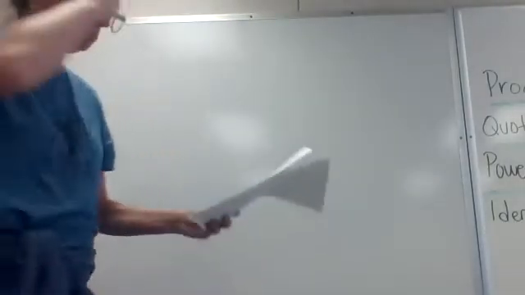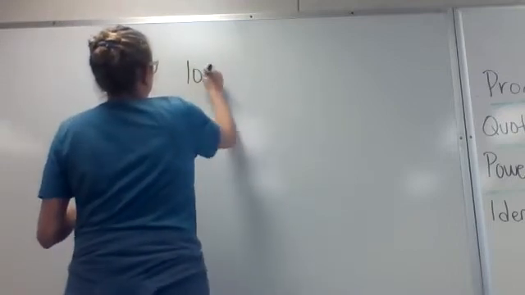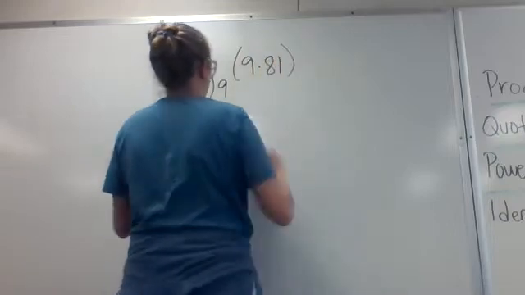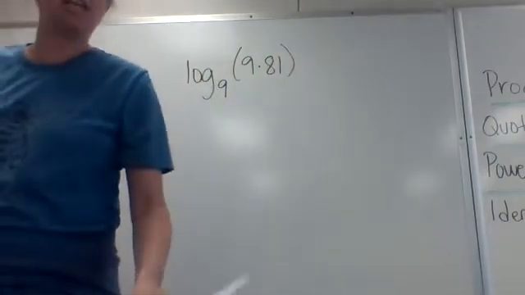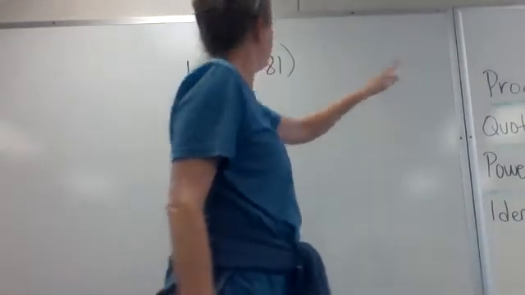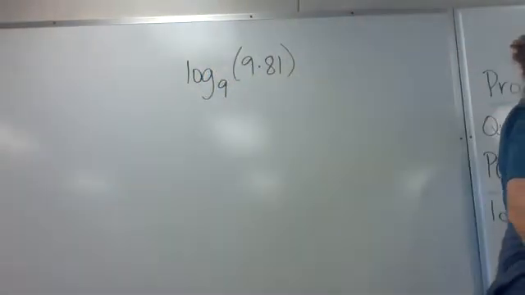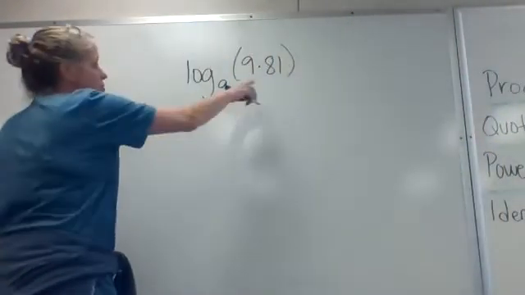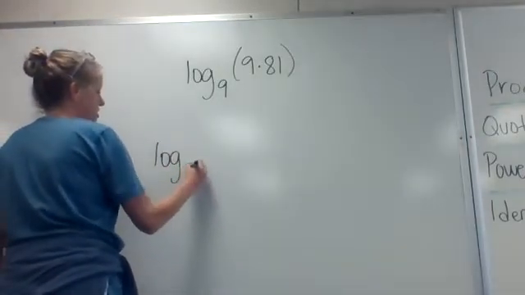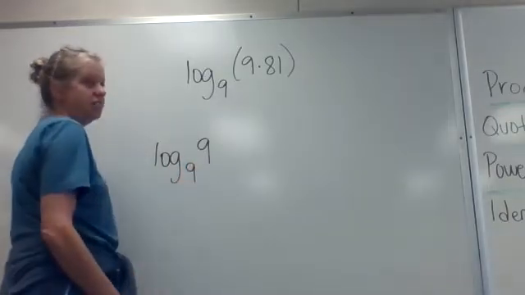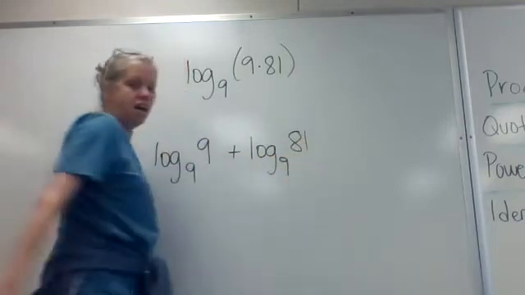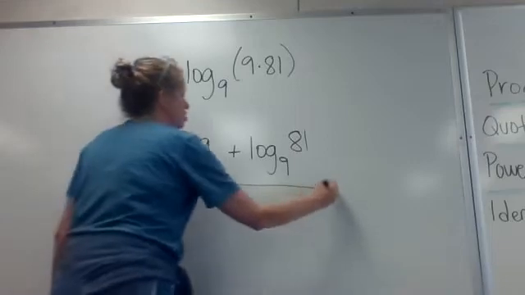So number one, you have log base 9 of 9 times 81, and it wants us to express this as a sum of logarithms. So this is going with that top rule, right? Do you see how this is the same thing as that rule number 1? So I can rewrite this and express it as the sum of the two logs. So you'll have log base 9 of 9 plus log base 9 of 81. So this is your answer.